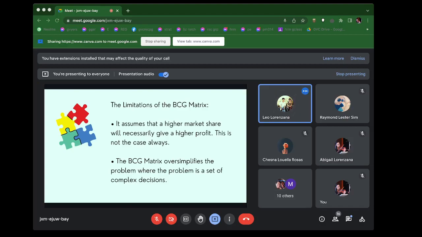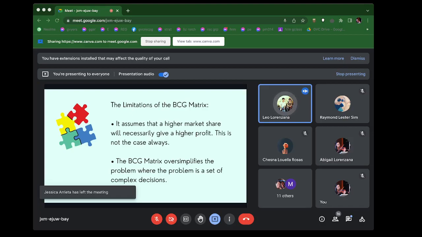Limitations of the BCG matrix. It assumes that a higher market share will necessarily give a higher profit. This is not the case always. When Boeing launches a new plane, it may get a high market share, but may not make a profit since large development costs may not have been recovered. For Boeing, they can have a lot of market share, many customers, but they would not be able to recover the cost because their airplane costs too much.